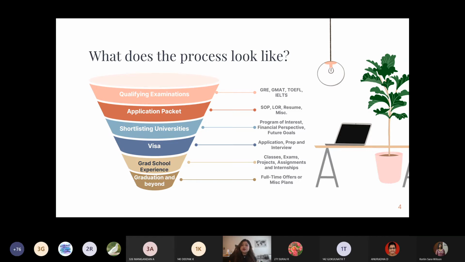The TOEFL and IELTS are language proficiency tests. For most of us that are not native speakers of English, we speak Tamil or some other language. So we are not native English speakers, and we are required to prove our language proficiency by giving the TOEFL or IELTS.